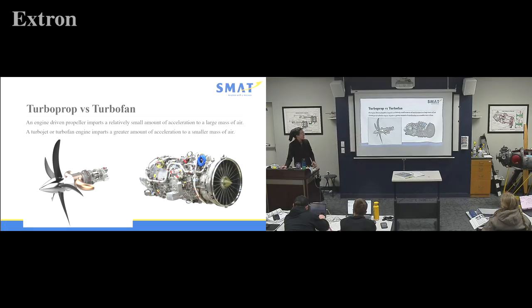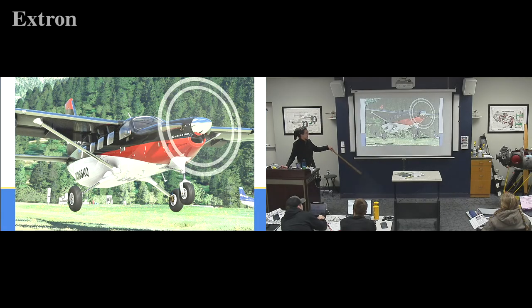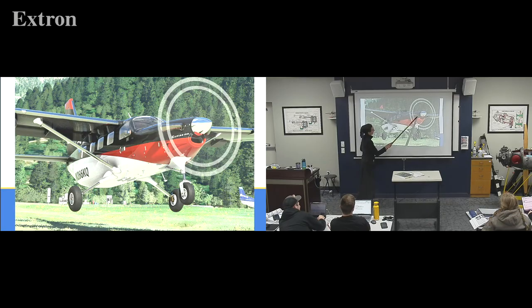And just for a nice visual of our prop taking a large mass of air, there you go. Here's our prop disc, gobbling up all the air. Our engine core is about like that.